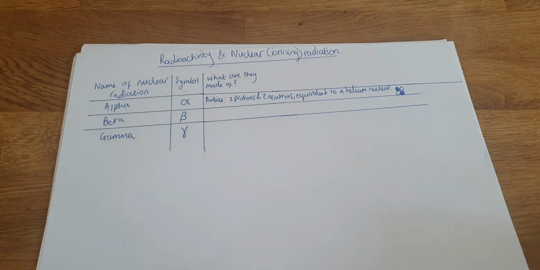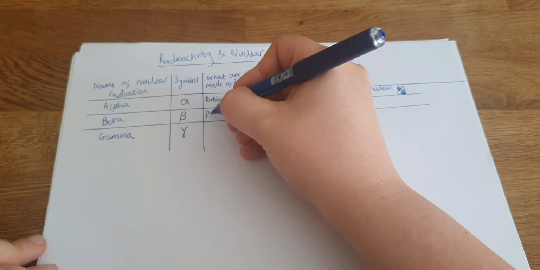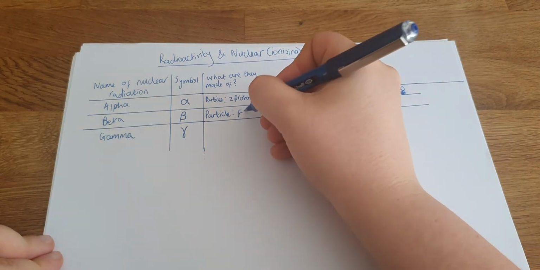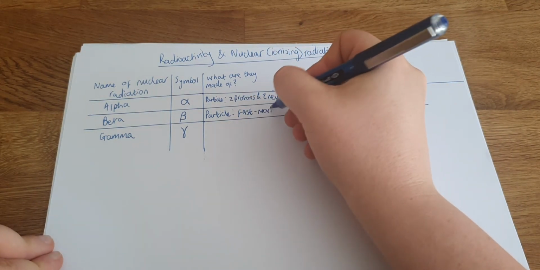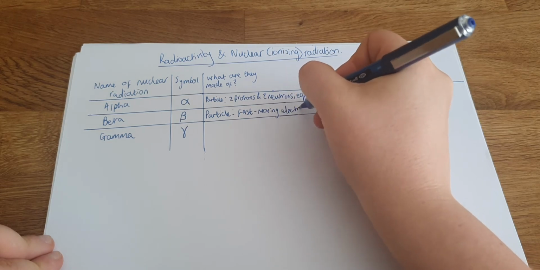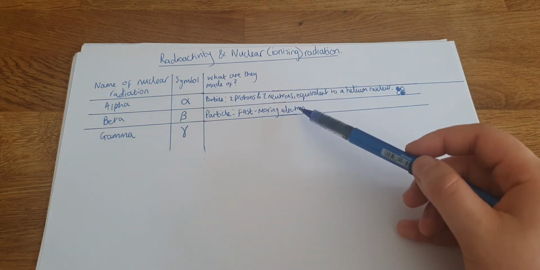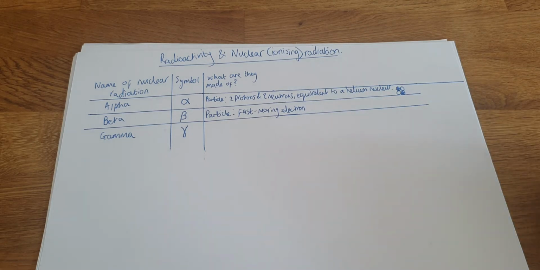So don't forget that. A beta then, again, a particle, very important. Very, very important. And it's a fast moving electron. Now, the very beady-eyed or beady-brained perhaps of you might say, hold on, we're talking about nuclear radiation, so something's coming from the nucleus. How could we possibly have an electron being emitted from the nucleus when there are no electrons in the nucleus? For those of you that are wondering that, this is basically what happens.